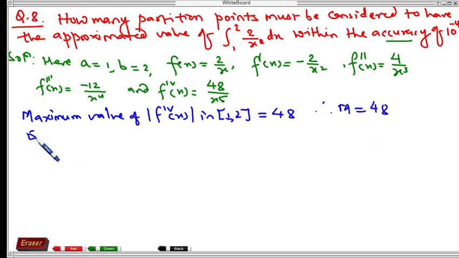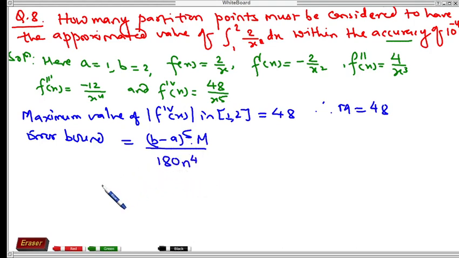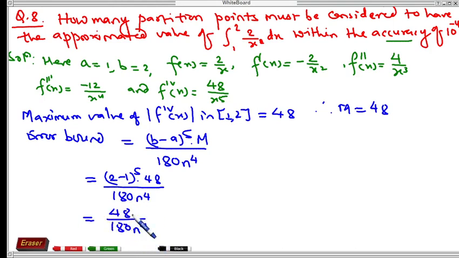Now we go to the error bound. The formula for the error bound we have is (b minus a) to the power 5 times m over 180 n to the power 4. Then (2 minus 1) to the power 5 times 48 by 180 n to the power 4. So we calculate 48 over 180 n to the power 4. First part is this. Now our accuracy must be less than 10 to the power minus 4.